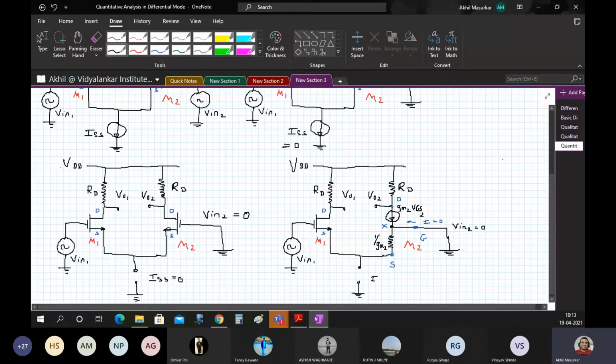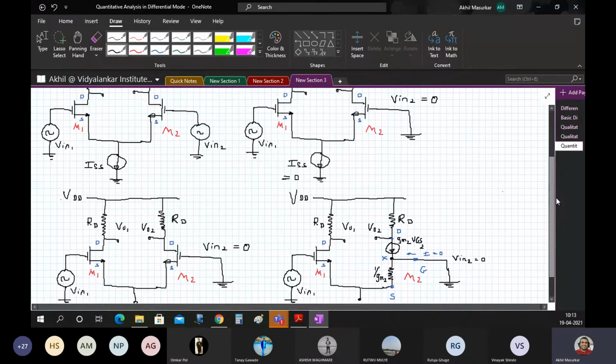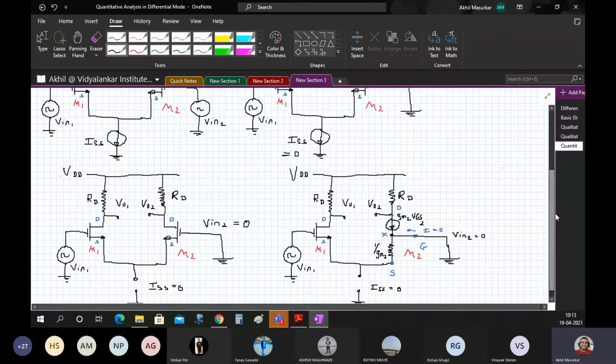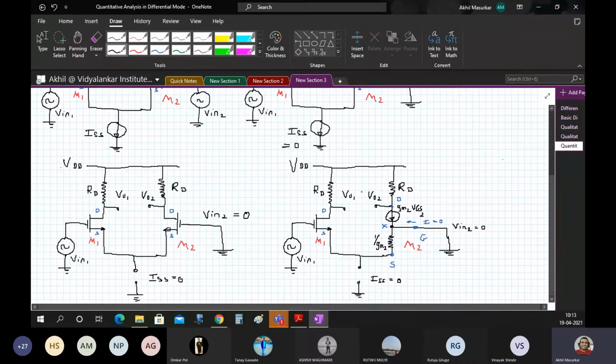If you open the book, certain things are given very directly and these intermediate steps are skipped. So it's sometimes difficult to understand directly from the book, and that is why I am solving this for you, so that you can understand. So now I want you to draw this circuit and this circuit.